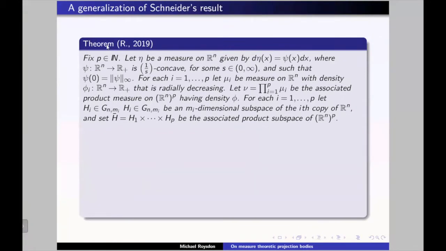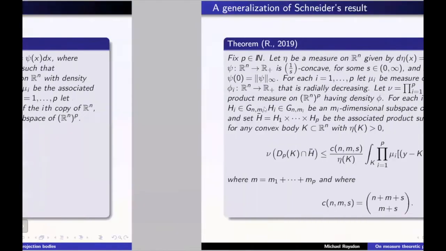And then I'd just like to make a comment that I was actually able to prove a version of Schneider's result in this setting. So I can take a measure nu that exhibits some concavity, as in 1 over s concave for some positive parameter s, and such that its maximum is at the origin. I can take, for any i from 1 to p, a measure mu_i which has a radially decreasing density, and then I can take the product measure of all of these mu_i's from 1 to p, and I can take various subspaces, m_i dimensional, in the i-th copy of R^n, and then I take H bar to be their Cartesian product. Then in fact, you get the same thing.